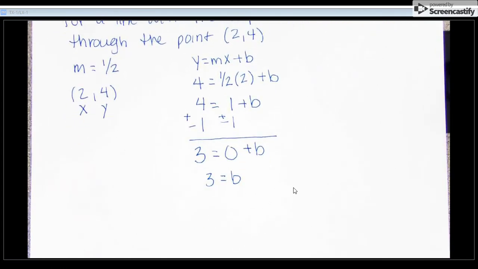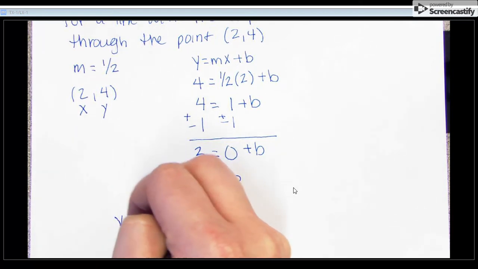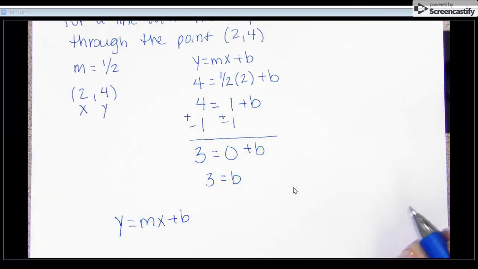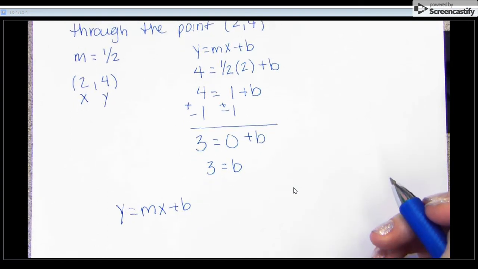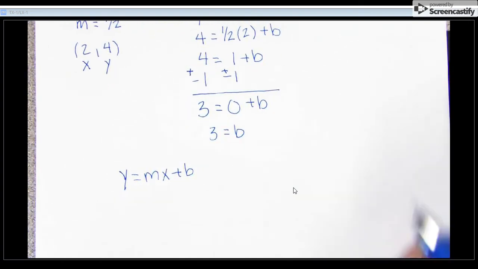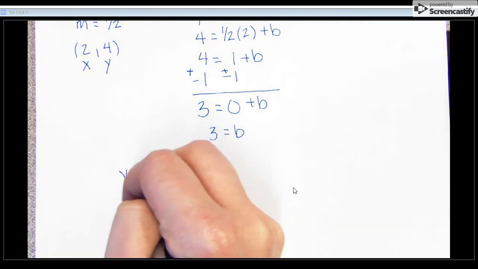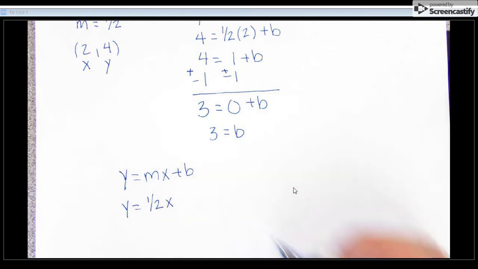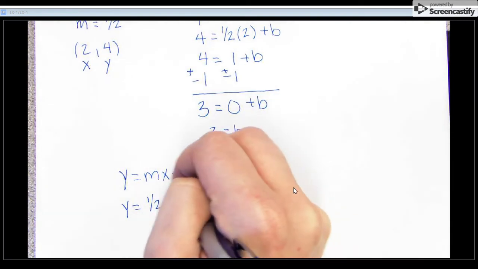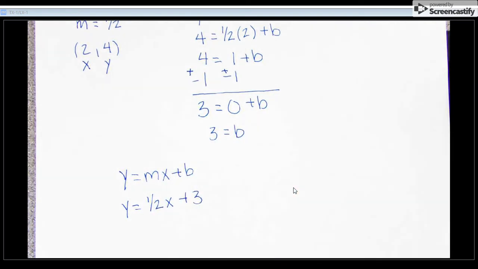Now that I have my b, I'm going to rewrite my equation. Instead of y equals mx plus b, I'm going to write the slope-intercept equation by replacing my m, or my slope, with 1/2, and my b with the value I found, which is 3. Notice how I left x and y in the equation. That's because the slope-intercept equation needs a y and an x in it.